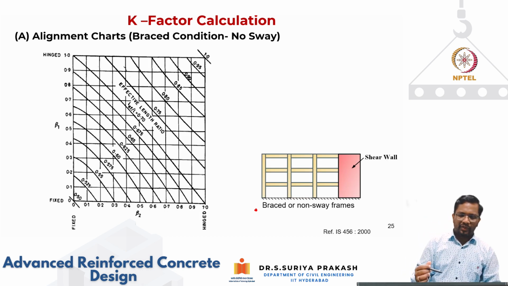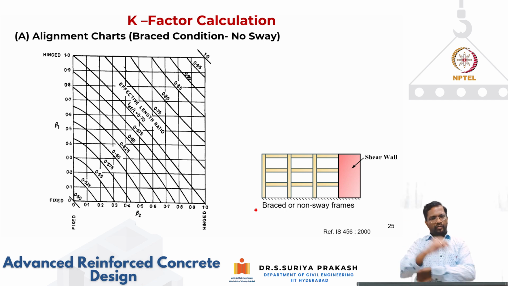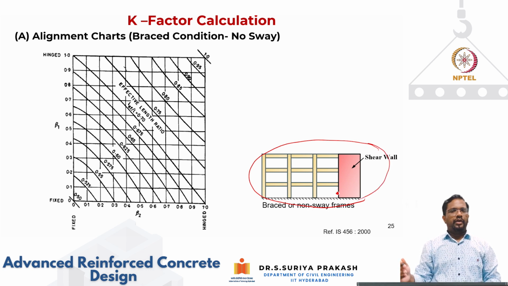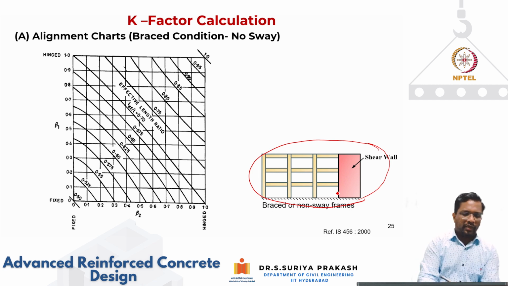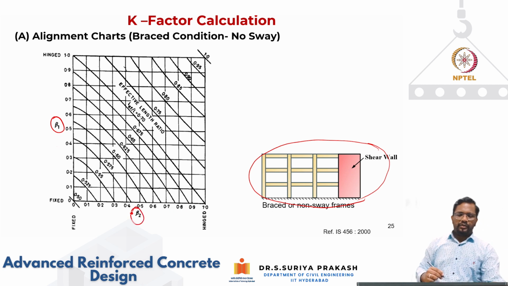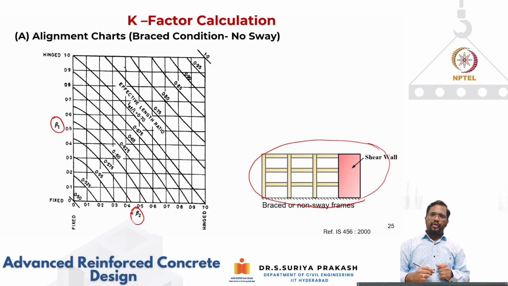Again, let's look at this case. What is braced and unbraced? Sway and non-sway is determined from the Q value, or if you have a lot of shear walls connecting to that moment resisting frame, then you will approach this kind of braced condition. Now, if you look at this chart, I calculate beta 1, and then I calculate beta 2. You see here you have different boundary conditions.